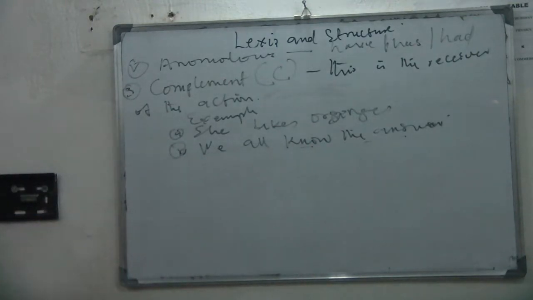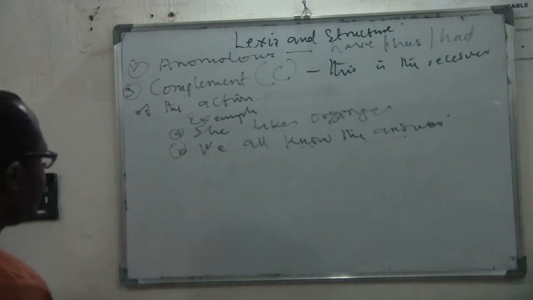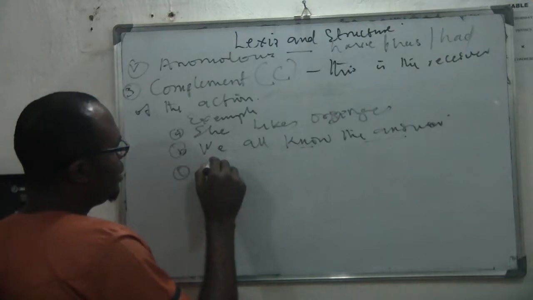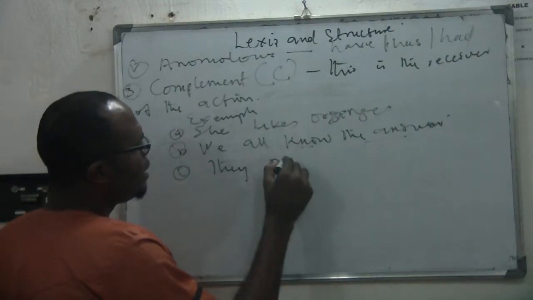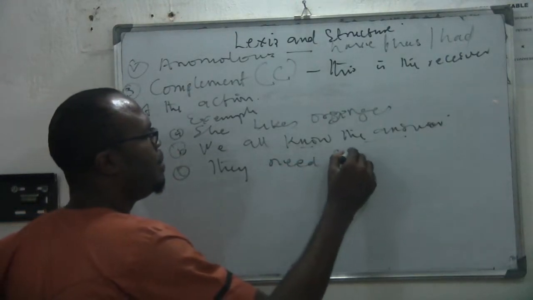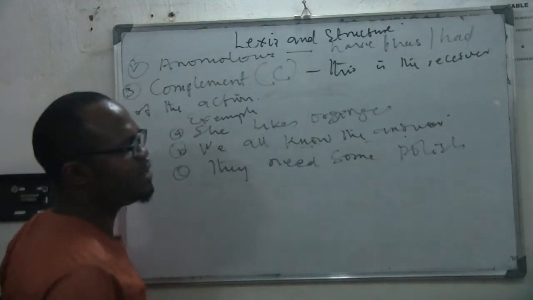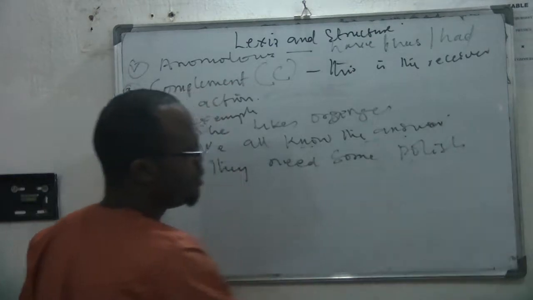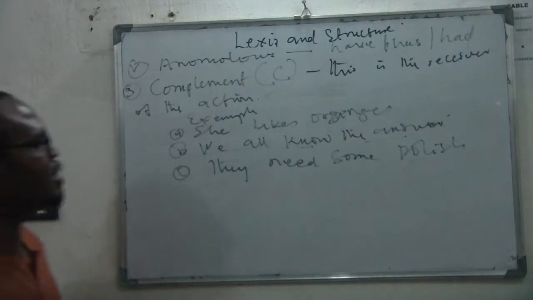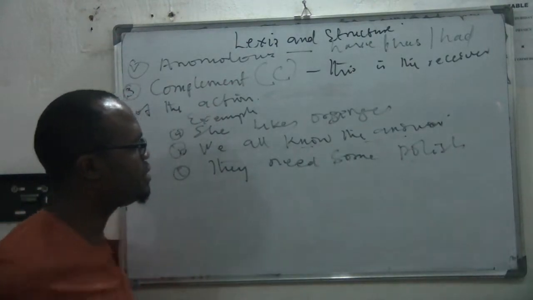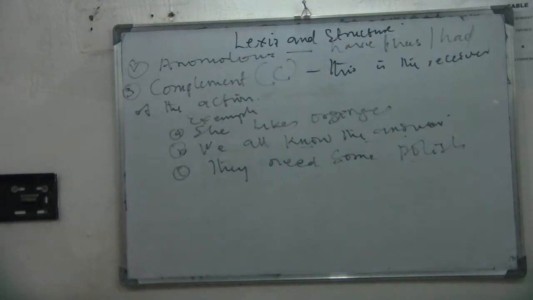Is that clear? Yes, sir. They need some polish. What's the complement? Polish. What is the predicator? Need. What is the subject? They. Is that clear? Yes, sir.